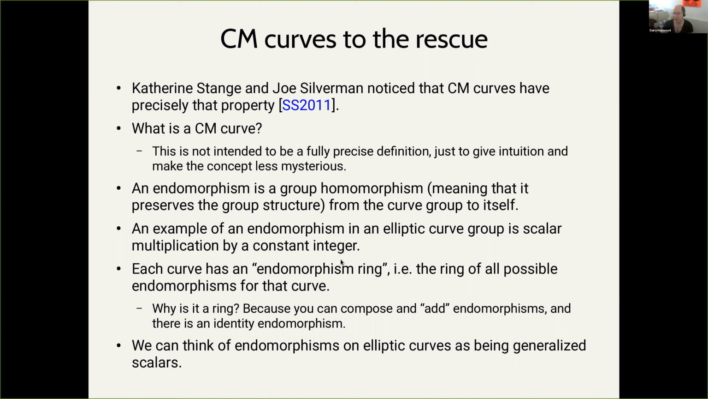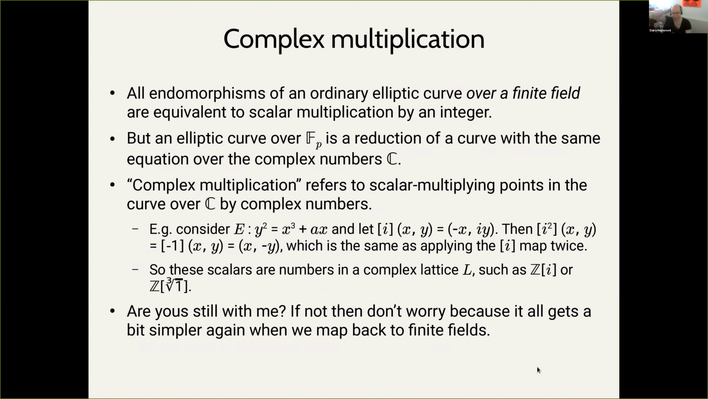So we said that scalar multiplication by a constant was an example of an endomorphism. We can think of it the other way around. You can think of any possible endomorphism as being a generalization of a scalar. Are you still with me so far? Any questions? Yep. Okay. So if we have an ordinary non-supersingular elliptic curve over a finite field, then it turns out that all of the endomorphisms are just scalar multiplications.